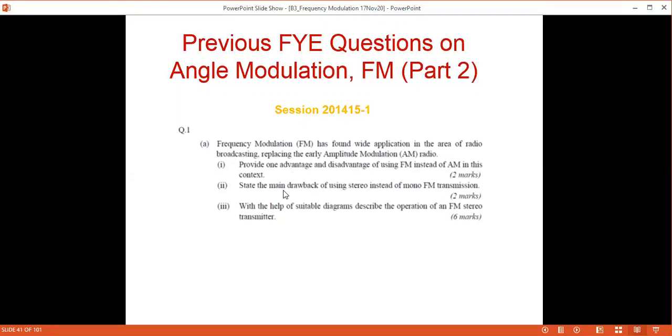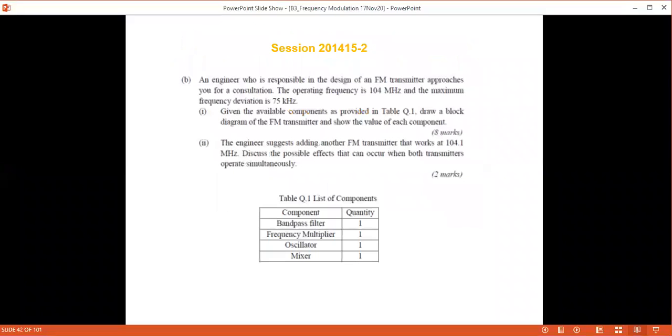Main drawback of using stereo instead of mono FM transmission. This one we will learn in the second part of the FM lecture, the detection. So here you have mono, stereo, and then next draw block diagrams, and then explain or describe the operation of FM stereo. So this is one type of FM receiver that you have to pay close attention to, FM stereo versus mono.